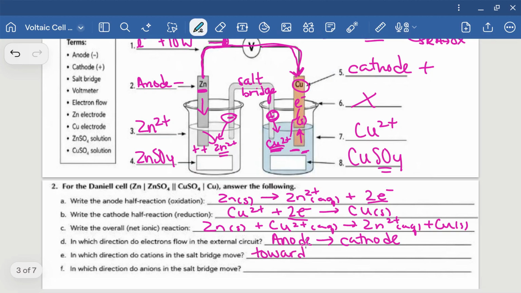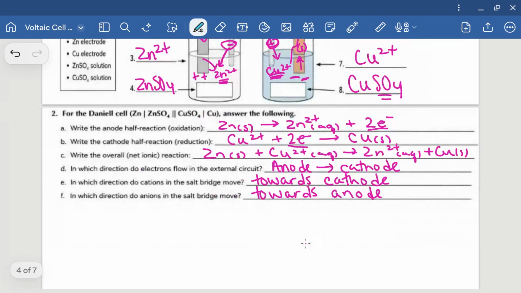And this will always be the case. The positive ions from the bridge go towards the cathode. And then which way do the anions move? For the same reason, except opposite. When that zinc breaks apart, adding in those positive charges, the negative anions will come from the bridge to neutralize it. And it doesn't matter what our cell is, they always move towards the anode, those anions.